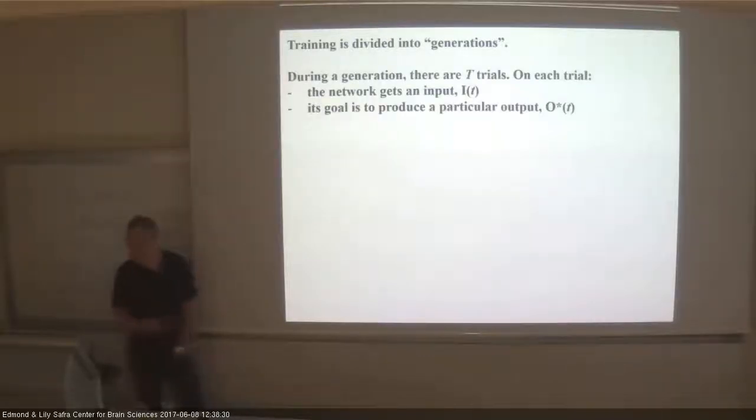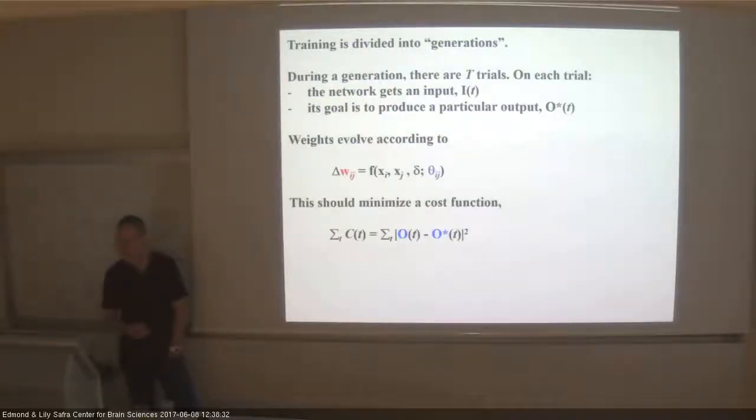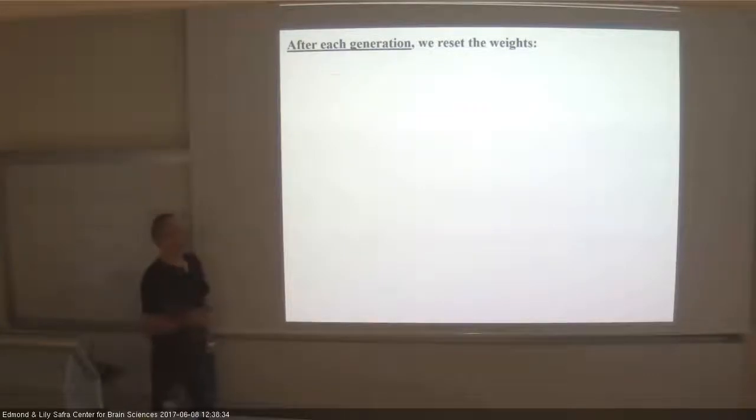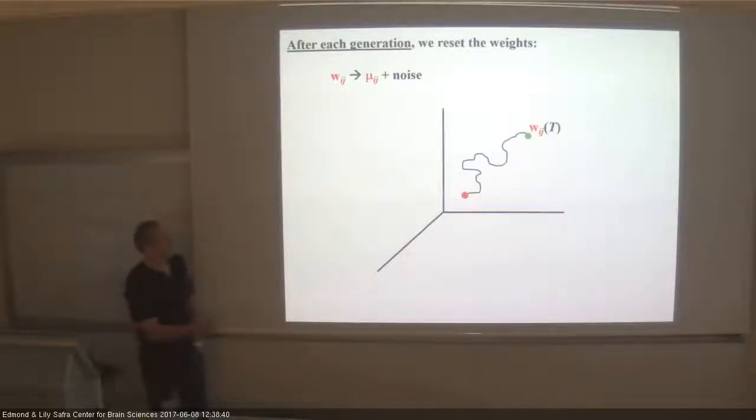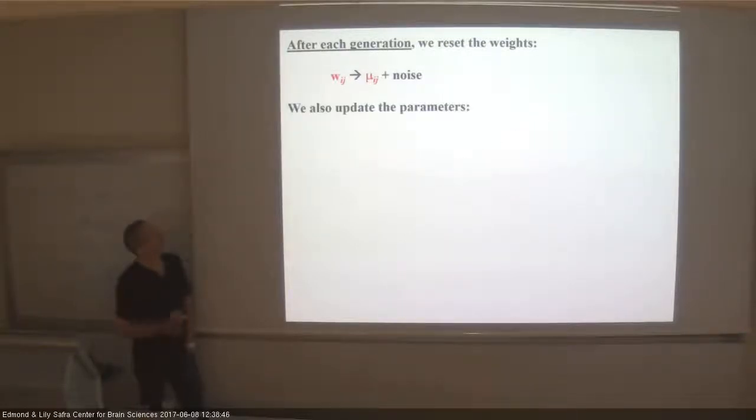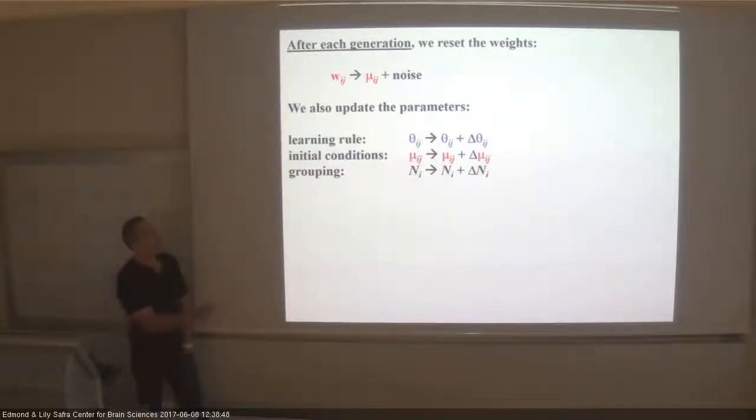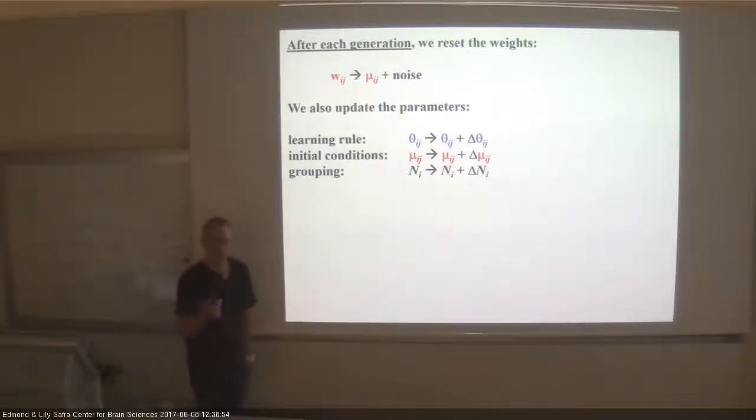So training is divided into generations. After each generation, we reset the weights, so W_IJ goes to mu_IJ plus noise. That's this step. So along here we train, and then we reset to a potentially different value. And we also update the parameters. So theta, the parameters change a little bit, the weights change, the initial conditions change, and maybe you shuffle neurons around groups, add neurons, subtract neurons.